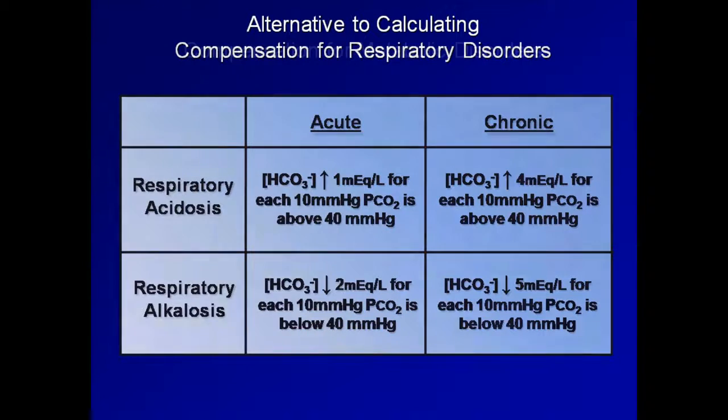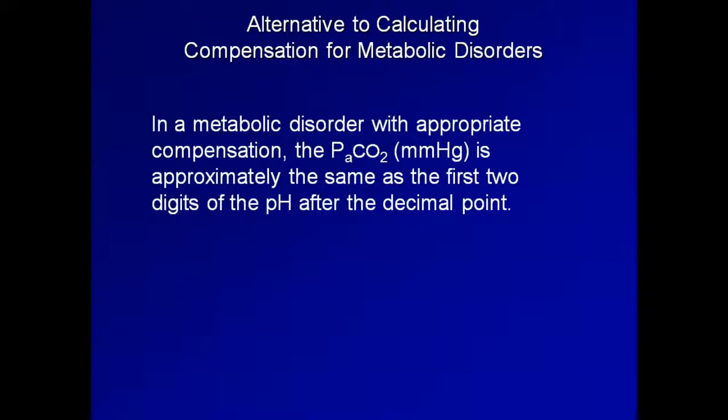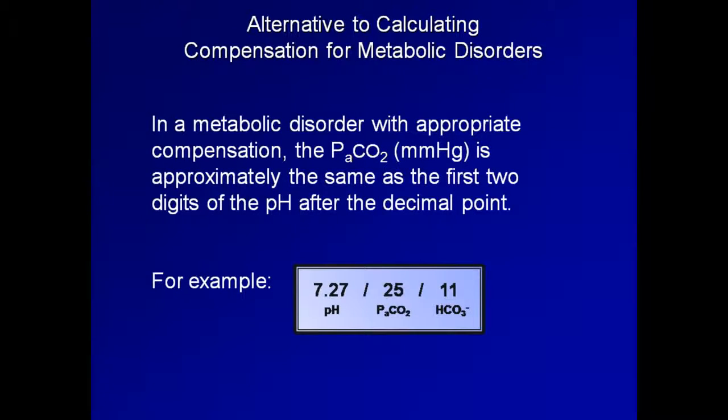There is actually an extremely easy alternative to calculating compensation for metabolic disturbances. In a metabolic disorder with appropriate compensation, the PCO2 in millimeters of mercury is approximately the same as the first two digits of the pH after the decimal point. To see what I mean exactly by that, here is a quick example.